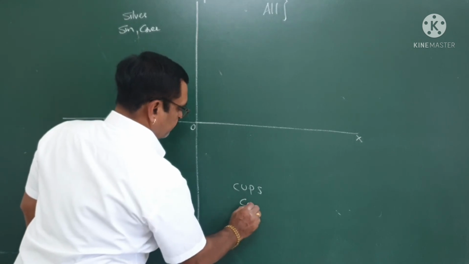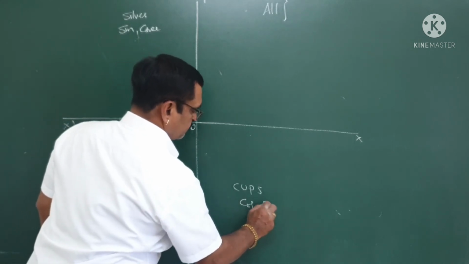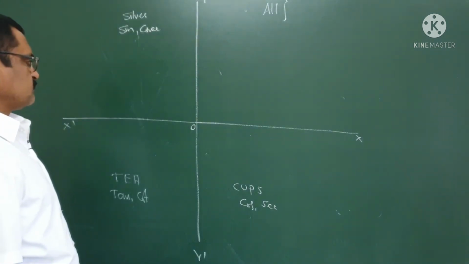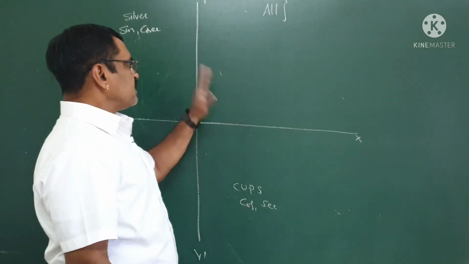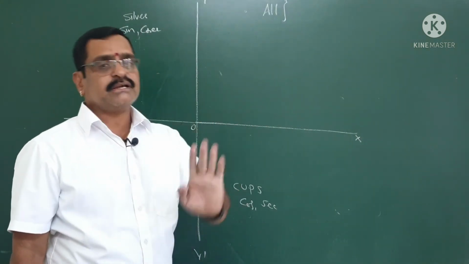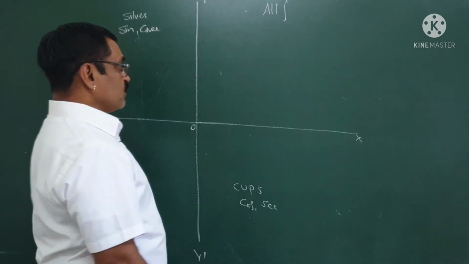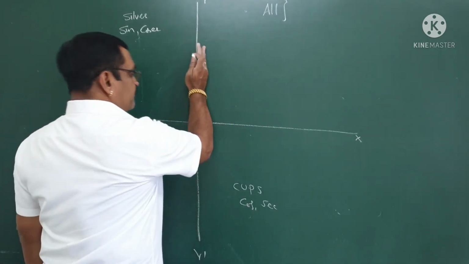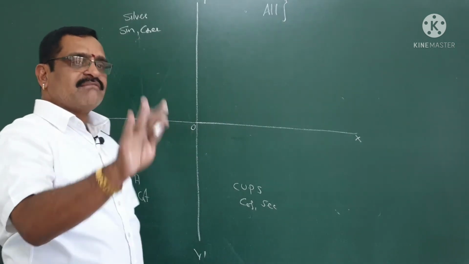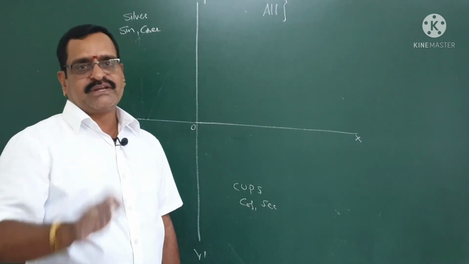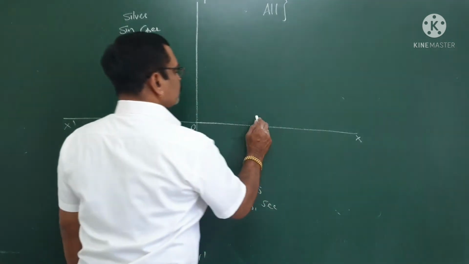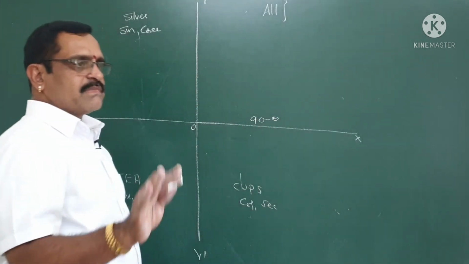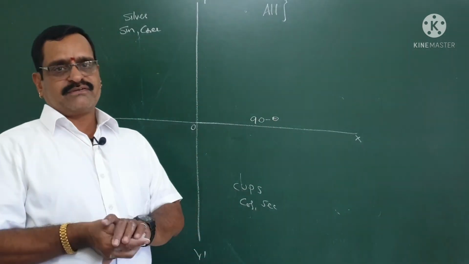And here cos and secant are positive. Now the angle between OX and OY is 90 degrees. If you take any line between OX and OY, the angle will be less than 90, right? So that is denoted by 90 minus theta. So 90 minus theta is in the first quadrant.